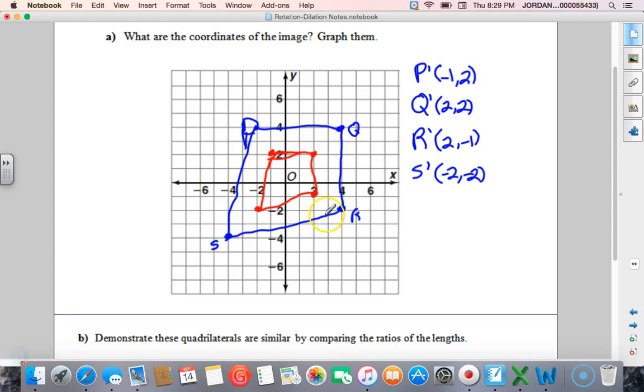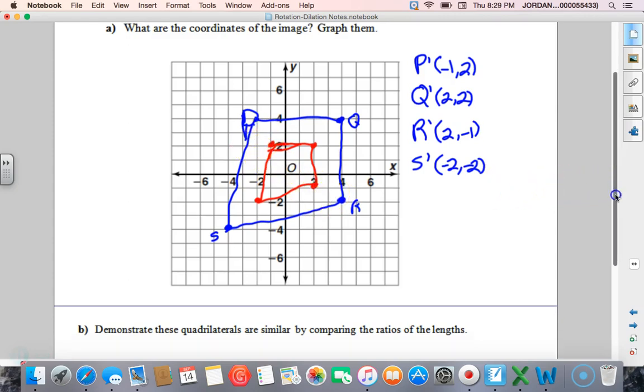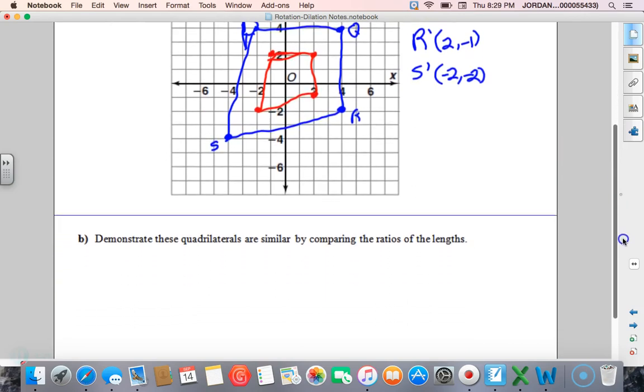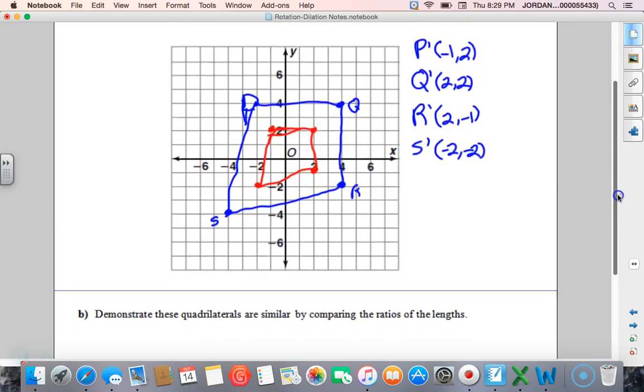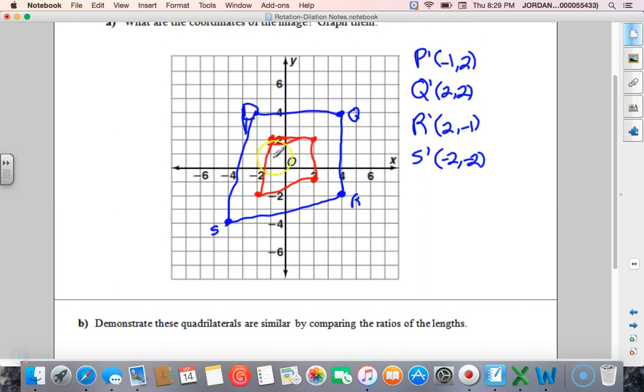And right here, it's a little bit bigger than 90. So all the angle measures seem to be the same. So let's look down here at part B. Demonstrate these quadrilaterals are similar by comparing the ratios of the lengths. Okay, so the lengths of these sides. So let's just count these real quick.